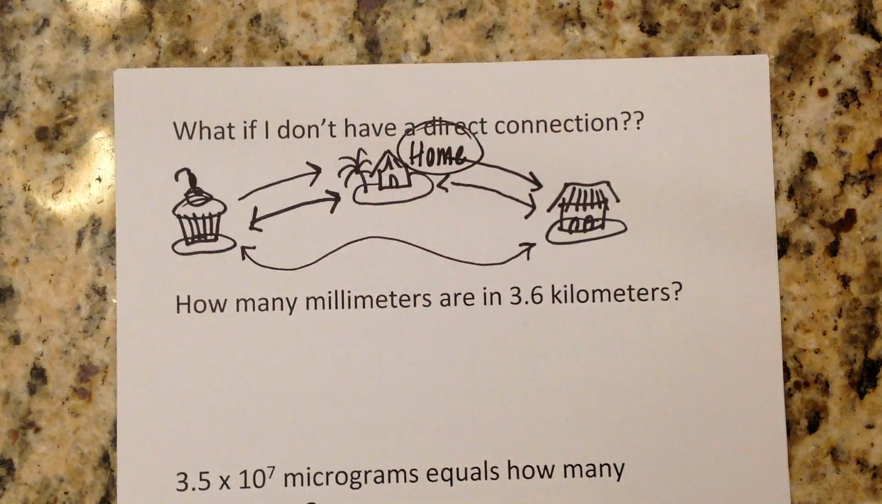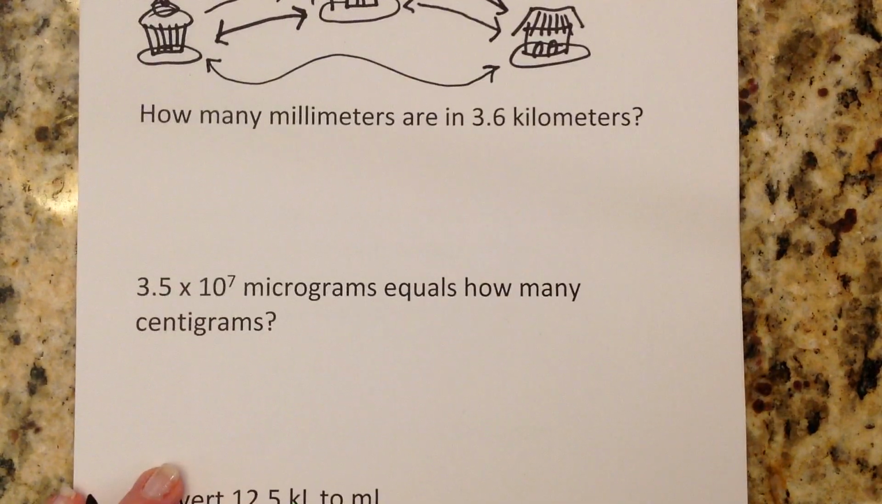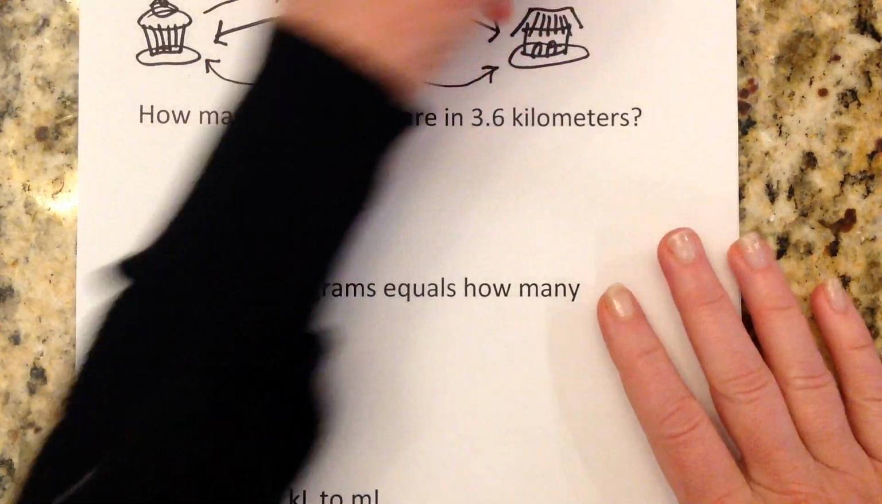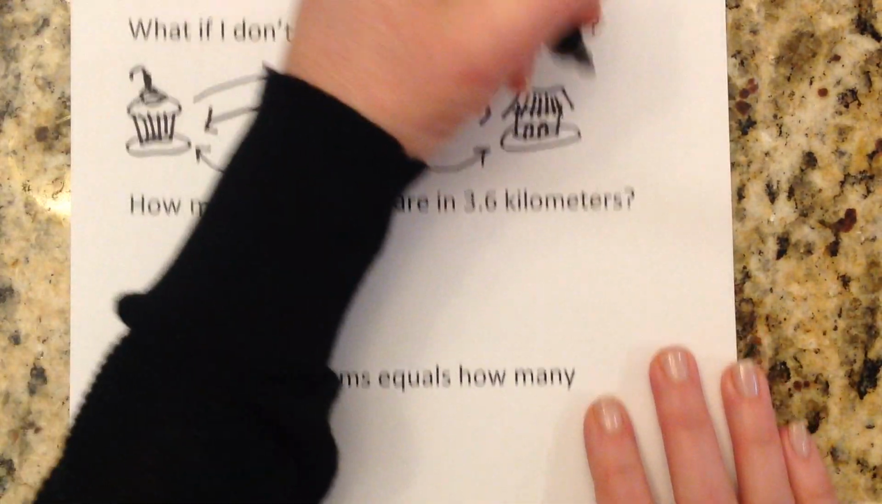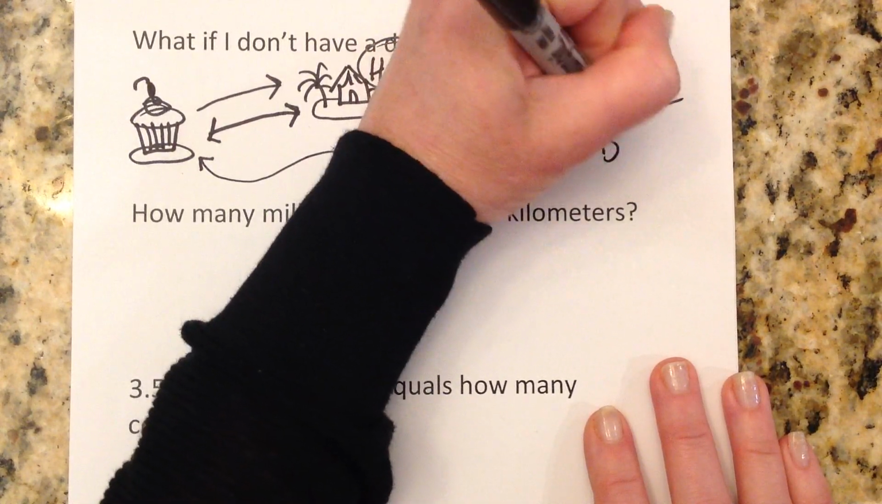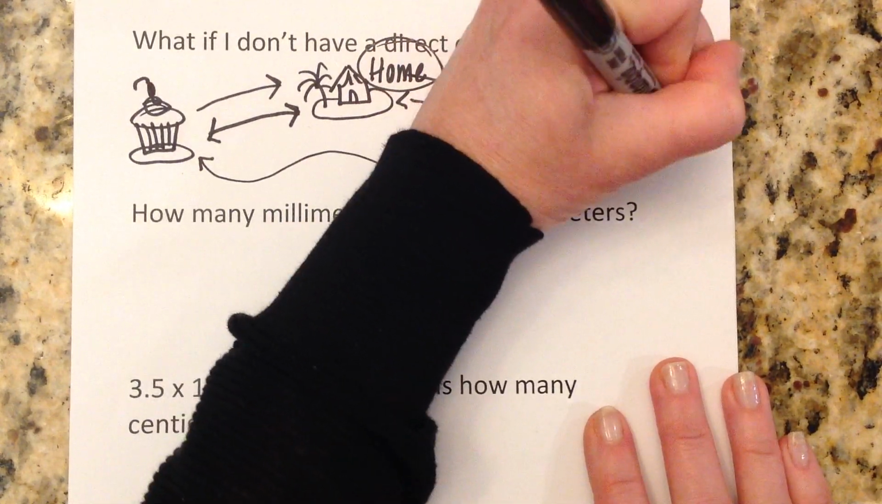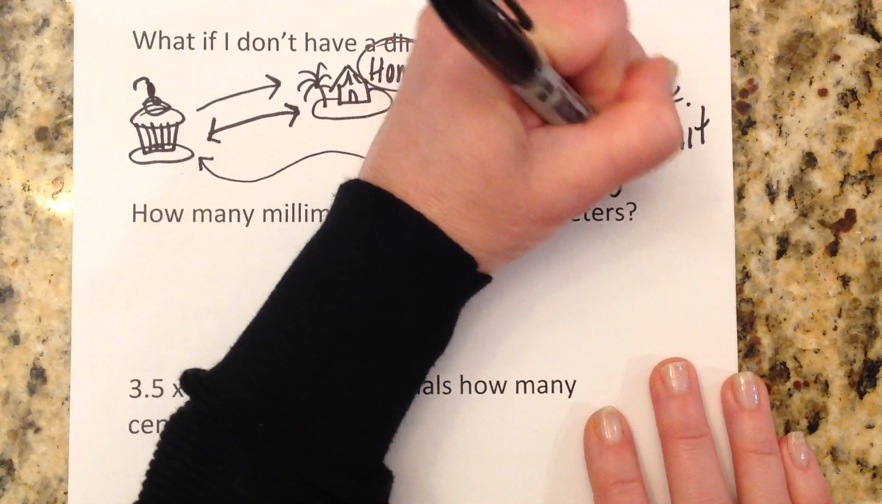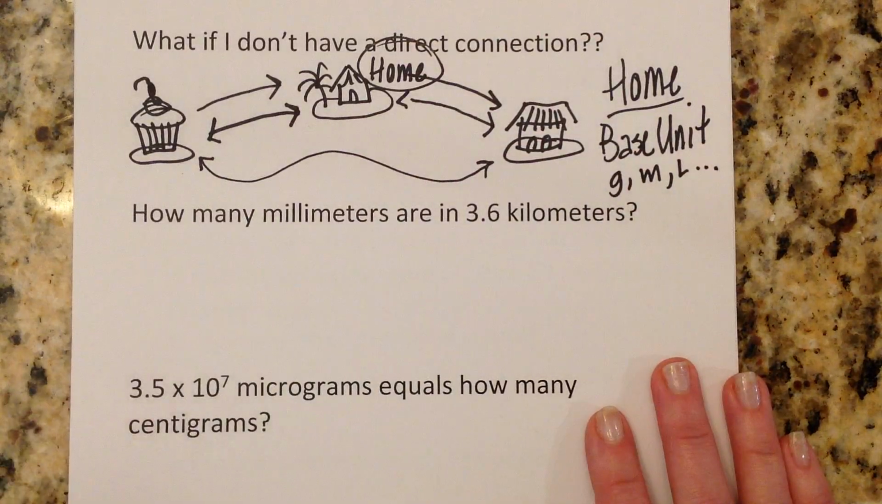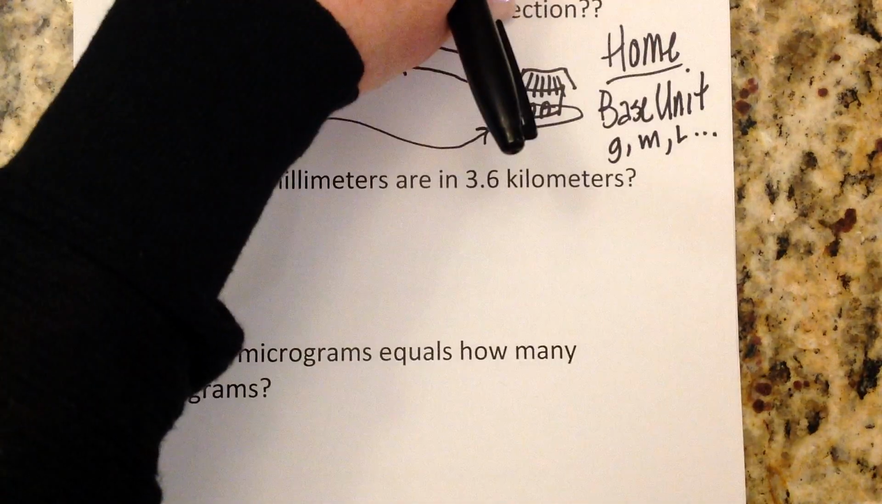Was it a little out of my way? Yep, but did I get where I was going, where I needed to go? Yes. That's what we're going to be doing on these problems. Sometimes we don't have a direct path, and we're going to have to go home first. And home is your base unit. And by base unit, I'm talking about gram, meter, liter. That unit without a prefix in front.